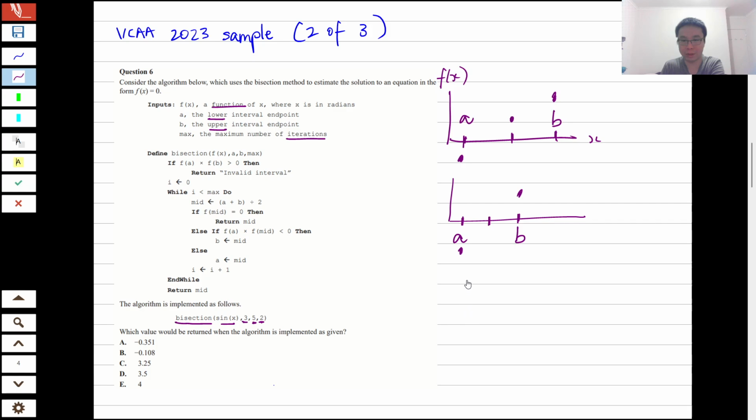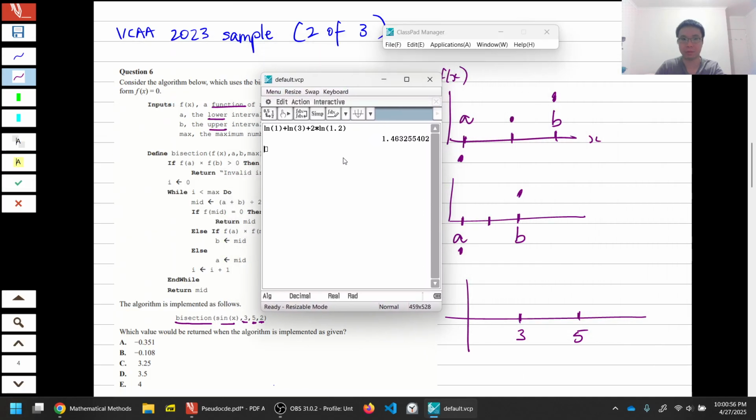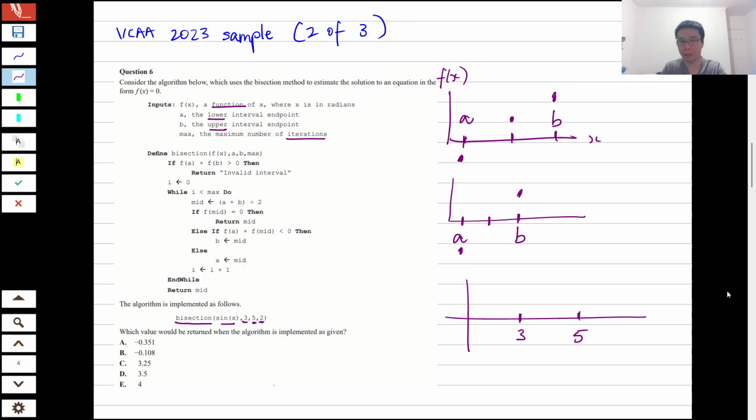So let's consider what sine looks like. We've got 3, we've got 5. What happens if I evaluate sine at these points? Essentially, your calculator is in radians. So it's positive at 3 and negative at 5.